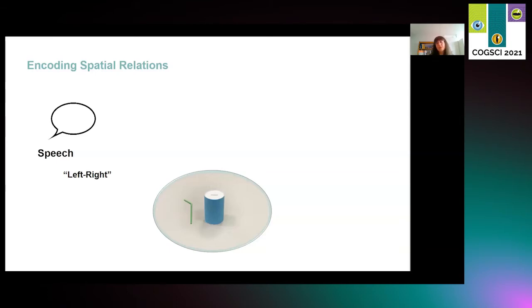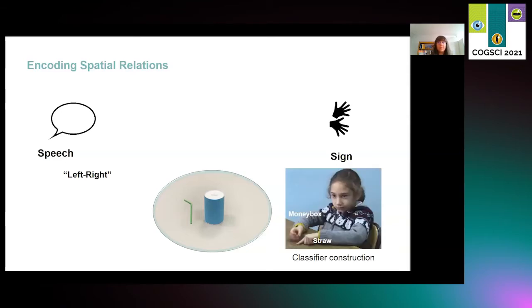Iconic expressions, on the other hand, allow for visually motivated meaning mappings between the linguistic form and its referent in the real space. This can be in the form of sign. For instance, this little girl is using a linguistic form that is called classifier construction. In this construction, after introducing the lexical sign for these items, she chooses certain hand shapes to represent the size and shape of the objects. For instance, she is using a round hand shape to represent the round nature of the money box and an index finger to indicate the elongated nature of the straw.